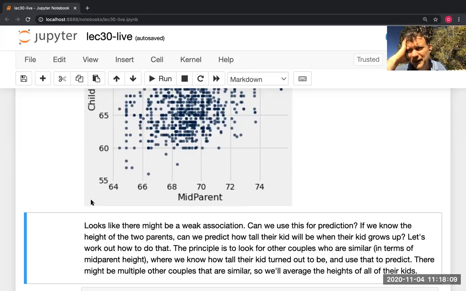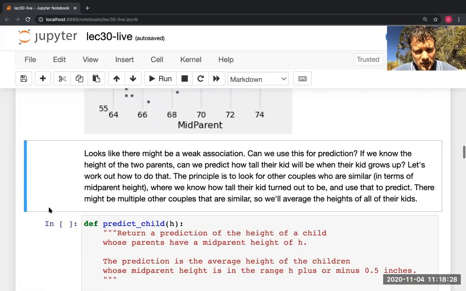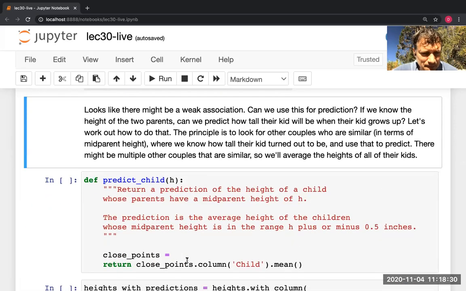And we're going to look at the height of their kids, and we're going to use the height of their kids to predict the height of the kid of this new couple. And there might be multiple similar couples. If so, what we'll do is take all the similar couples, look at the heights of all their kids, and just take the average. All right, so let's code that up.